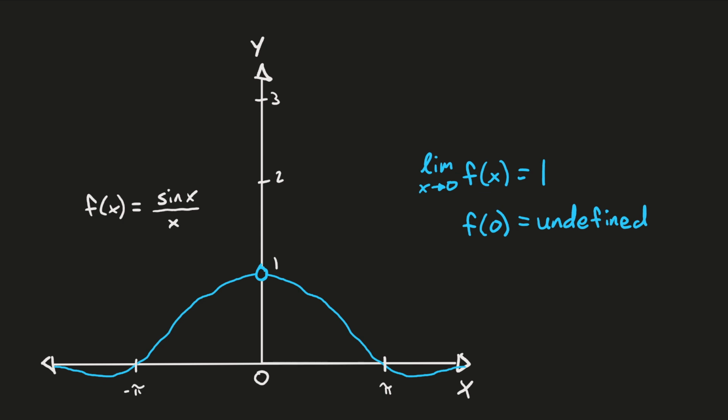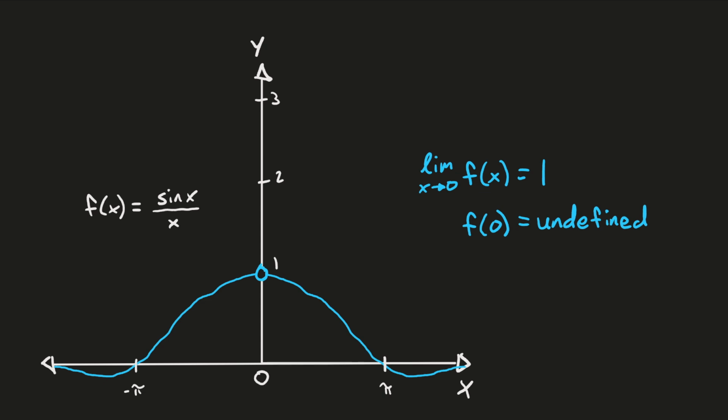But there are some exceptions, like this function right here. When x gets very close to 0, it approaches the value 1. But it can't quite ever reach 1 because if you plug in exactly 0 into this function, you're going to get 0 in the denominator, which means it's undefined. So you can't actually find the value at that point.